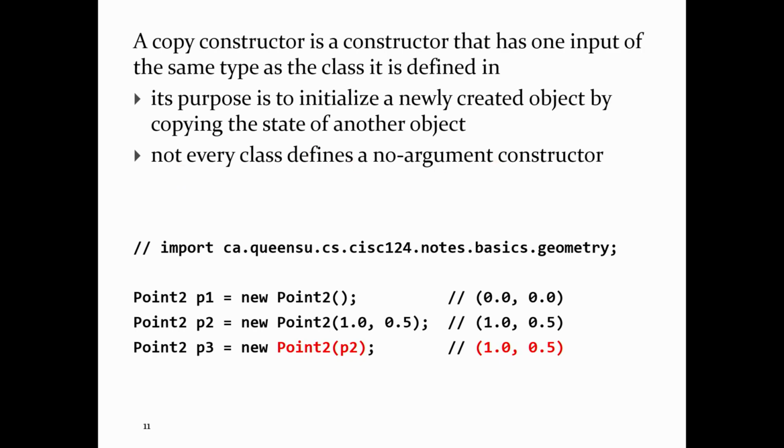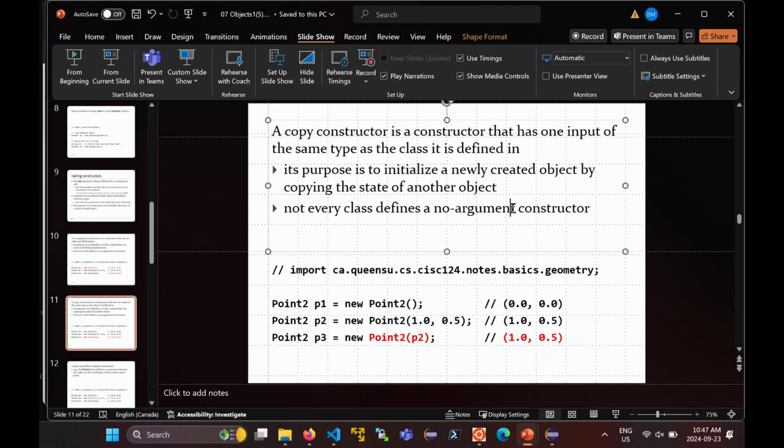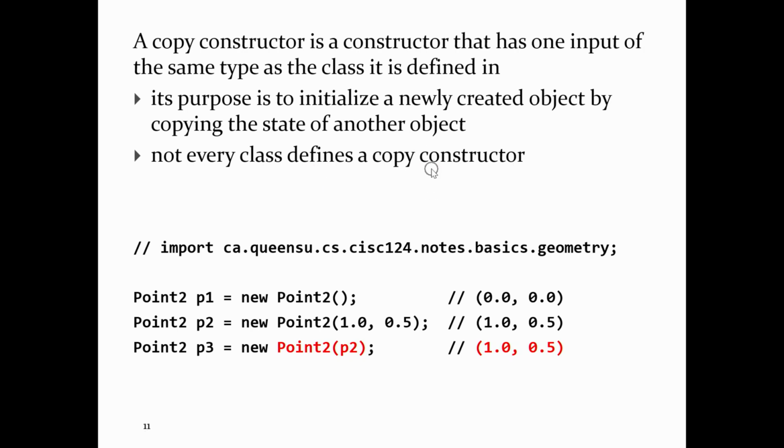Not every class defines a copy constructor. Again, how do you know if a class defines a copy constructor? Well, you have to go and look at the documentation for the class to see if it defines one. But if they're there, the no-argument constructor creates a default object. The copy constructor copies an existing object. Every other constructor is just called a constructor. There's no special name for it. So that second constructor here, it's just a constructor.